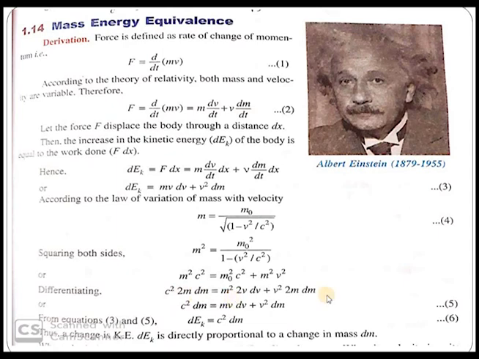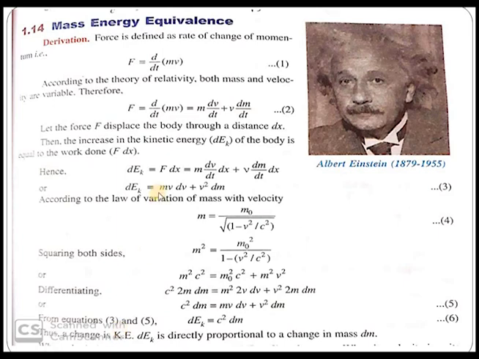So what I'll be getting is, 2m is a common factor everywhere. So I can cancel 2m. Here 2m, here m into 2, here also 2m. So what is left is c square dm is equal to mv dv plus v square dm.